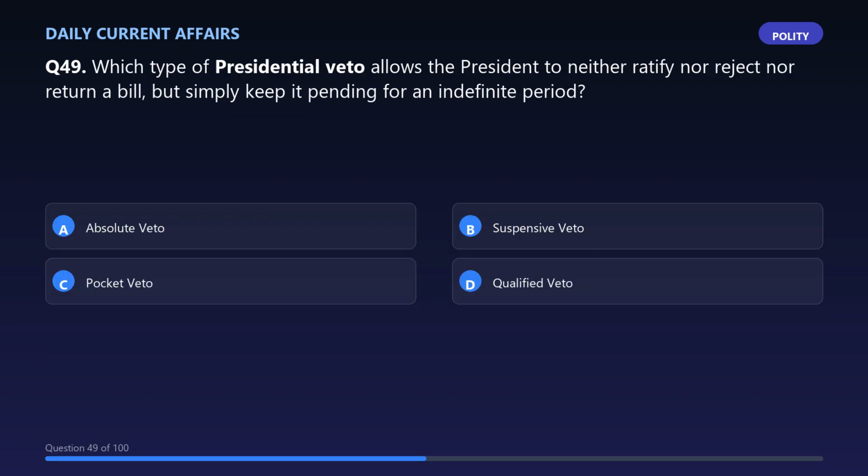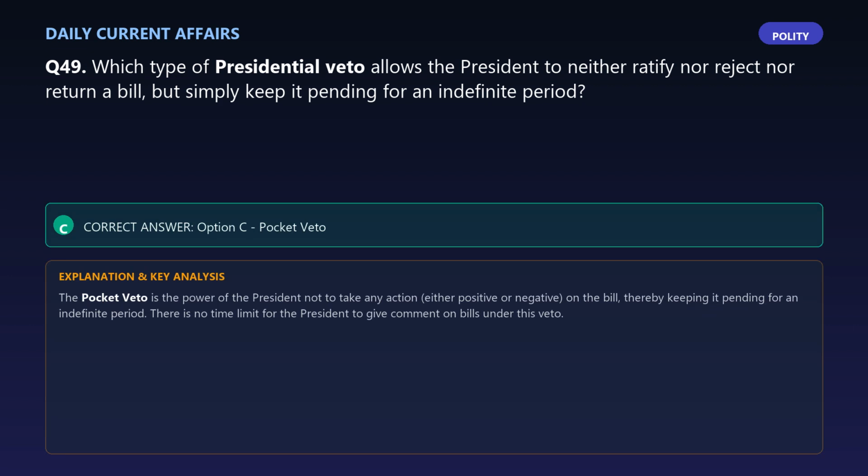Question 49. Which type of presidential veto allows the President to neither ratify nor reject nor return a bill, but simply keep it pending for an indefinite period? The correct answer is option C, pocket veto. Explanation. The pocket veto is the power of the President not to take any action, either positive or negative, on the bill, thereby keeping it pending for an indefinite period. There is no time limit for the President to give comment on bills under this veto.